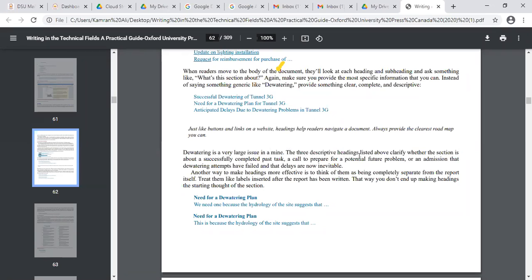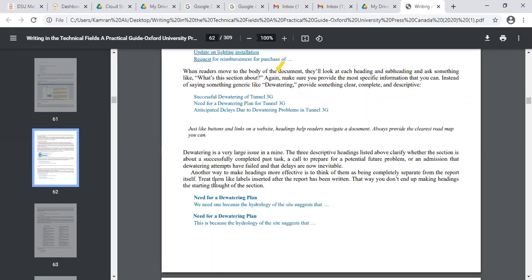The three descriptive headings listed above clarify whether the section is about successfully completing a past task, or a call to prepare for a potential failure, or an admission that the dewatering attempts have failed and that delays are now inevitable. So you break the large topic into subtopics and you assign a heading for each section. This is how you've got to go about it, right?